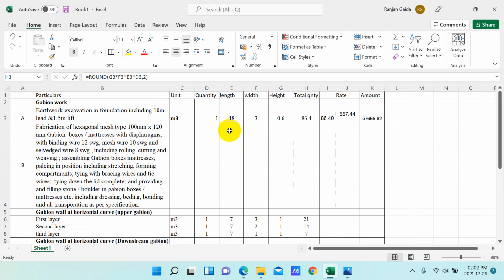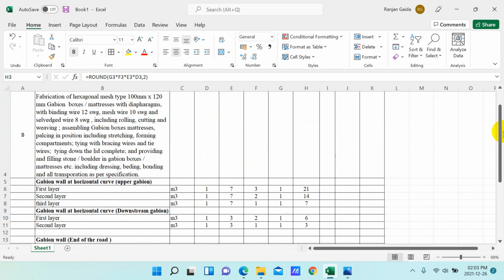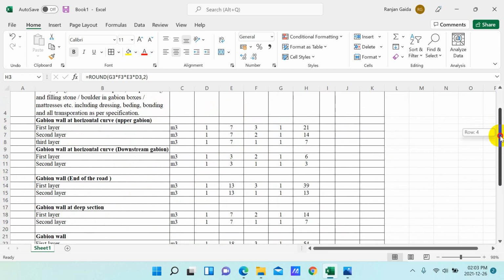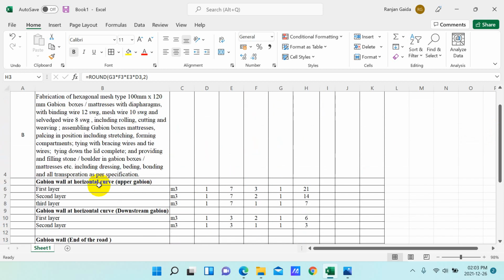our total excavation is 48 meter, but our excavation is divided into various segments. And also it may differ according to the places. So for our first segment it is only of length 7 meter, width 3 meter, and height 1 meter, and then our total height is 3 meters.